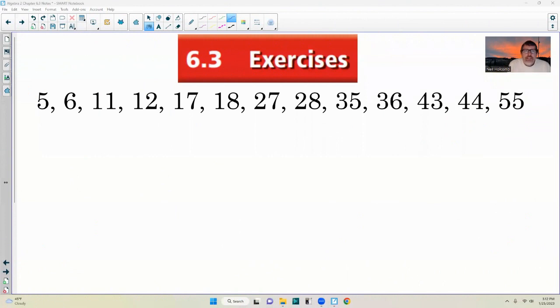Okay, that brings us to the end of chapter 6.3. Hopefully you're comfortable with logs and natural logs, common logs, everything about them, base e.